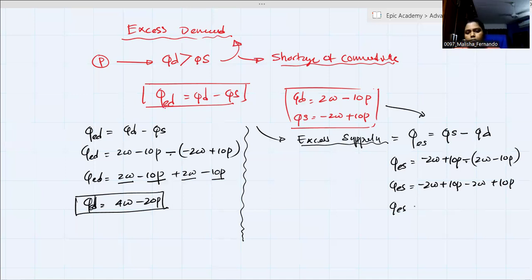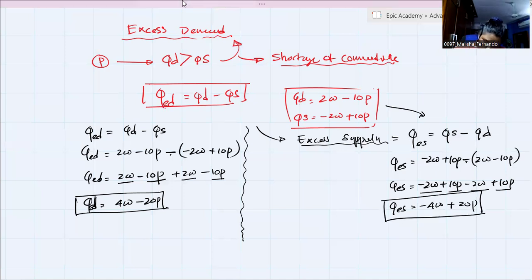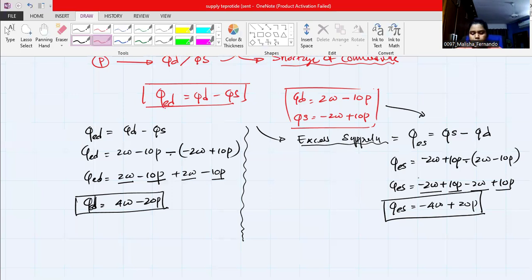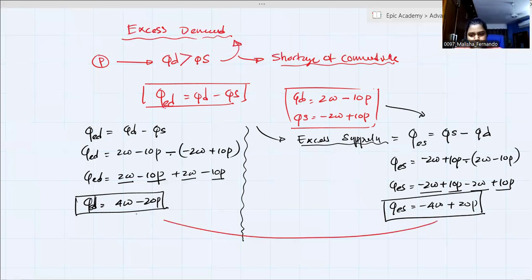And then QES equals, the same values are there. Minus 200 minus 200 becomes minus 400. Plus 10p plus 10p becomes 20p. So the equation is minus 400 plus 20p. Just look at the two equations. You can identify the similarity between them. This is a plus value, this is a minus value. This is a minus value, this is a plus value.